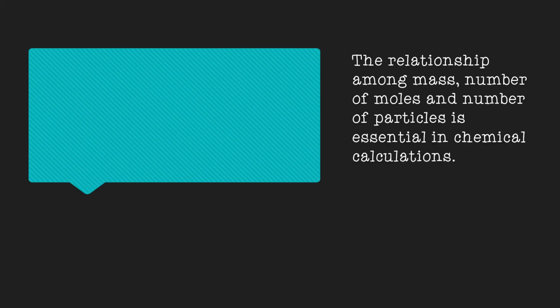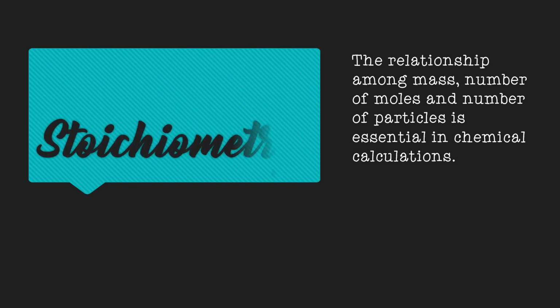Keep this in mind. The relationship among mass, number of moles, and number of particles is essential in chemical calculations, which is termed as stoichiometry. This is a necessary tool in obtaining the right information in terms of mass, mole, and number of particles between reactants and products in a chemical reaction.